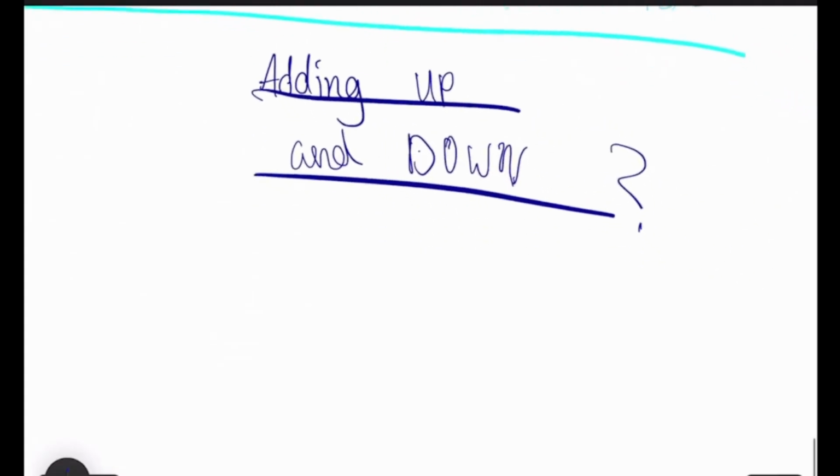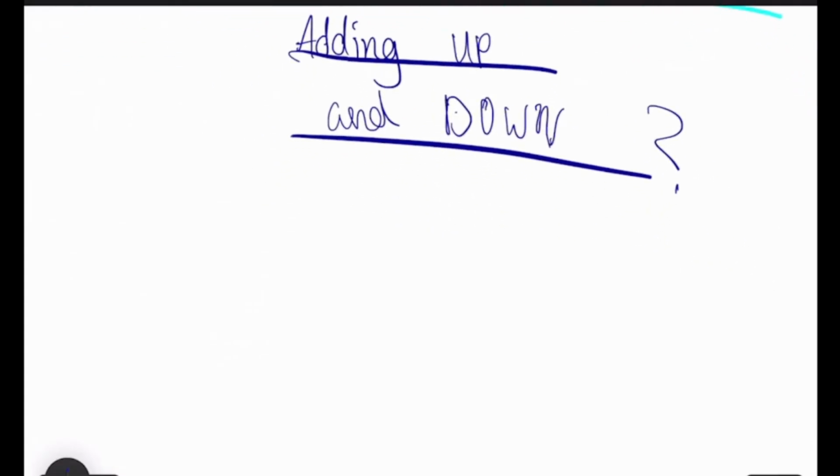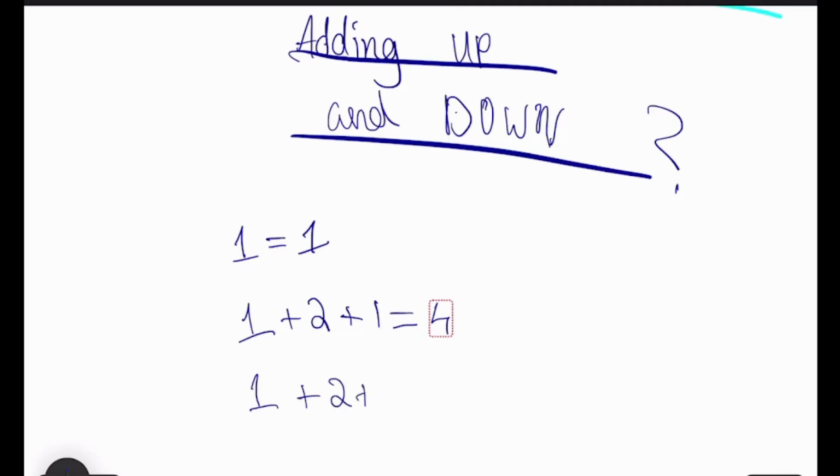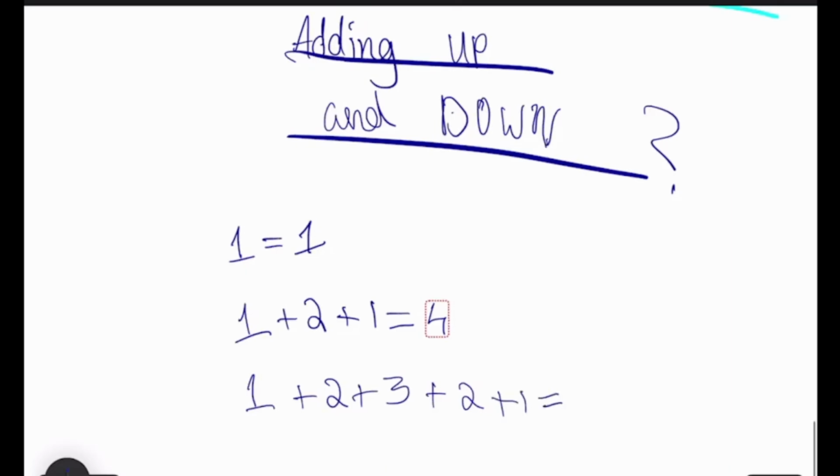So now let's see what I was talking about. Adding up means, first of course, you'll write 1. Then adding up and down: first we'll add up 1 plus 2, then down plus 1, which is equal to 4. Then 1 plus 2 plus 3 plus 2 plus 1. You see, I increased the number to 3, and which is equal to how much? 9.